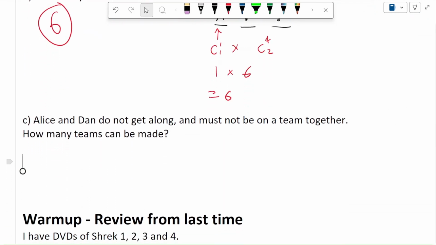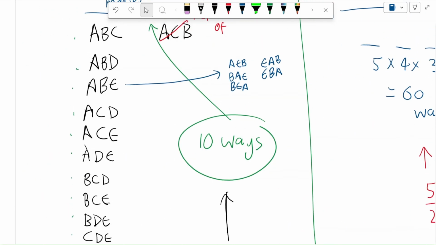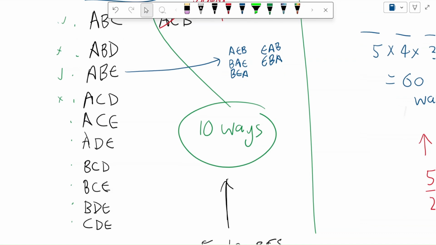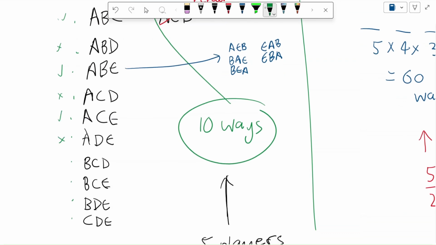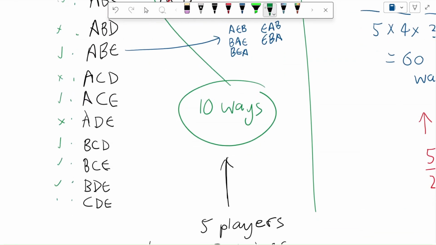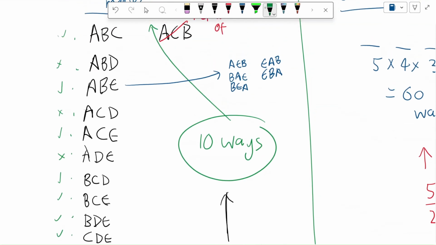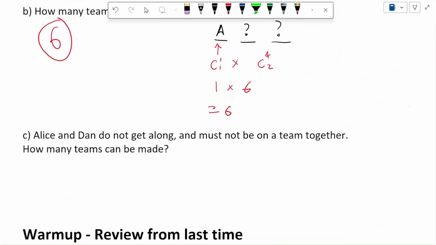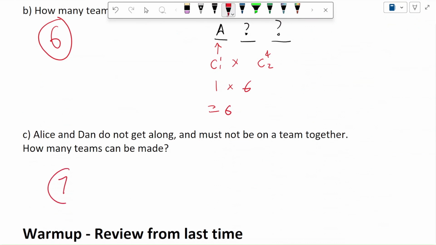Now, Alice and Dan do not get along. So we don't want to team with Alice and Dan. So I can already tell you what the answer is in advance. So that one's fine, that one's fine, that one's not. ACE is fine, that one's not. And then anything without Alice should be fine as well. So out of the 10 ways, I'm missing 3. So I'm expecting the answer here to be 7.